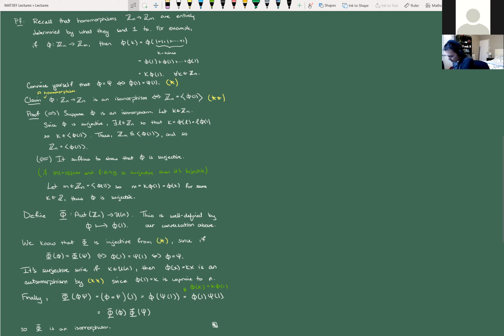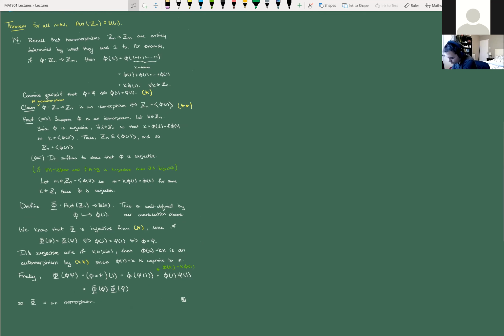Let me see if I can maybe break this down a little bit better. Okay, so remember, we're trying to prove that the automorphism group of Zn is equal to Un. So maybe let me put some cliff notes on the side here, okay? So here, I'm making the statement basically that homomorphisms are entirely determined by what they do to one, right? That's what that chunk is saying.